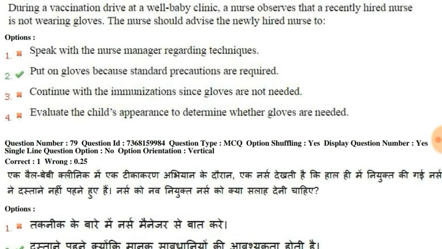During a vaccination drive at a well baby clinic, a nurse observed that a recently hired nurse is not wearing gloves. The nurse should advise the newly hired nurse to, the answer is second one, put on gloves because standard precautions are required.